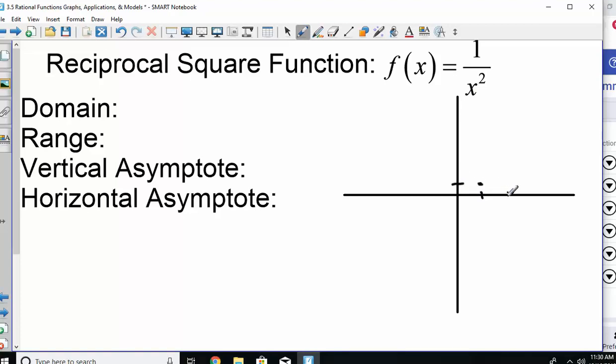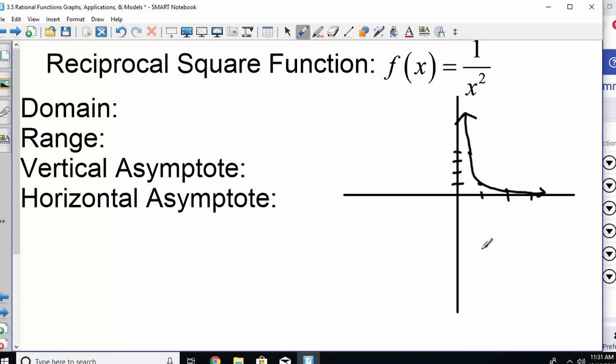If I put in 2, I get 1/4. If I put in 3, I would get 1/9. If I put in 1/2, 1/2 squared is 1/4. 1 divided by 1/4 would be 4. So this side looks like this. I can't do 1 divided by something and get 0, so it doesn't actually hit the x-axis there.